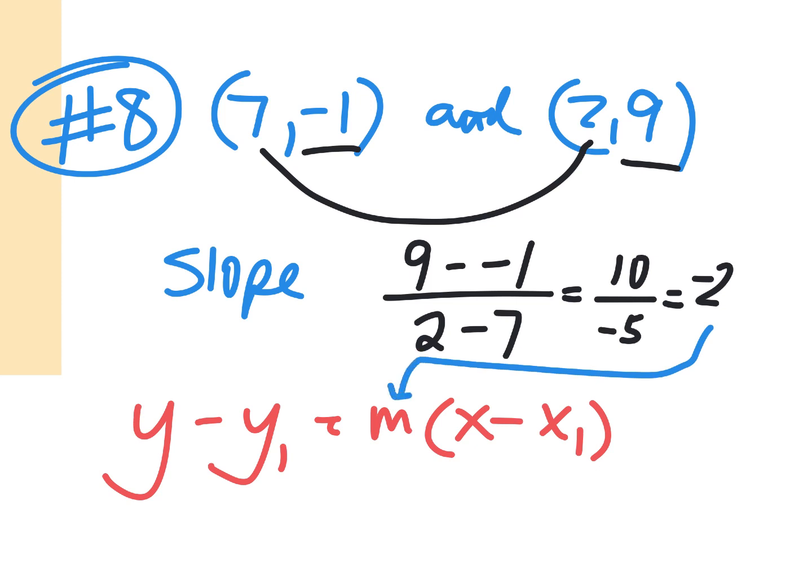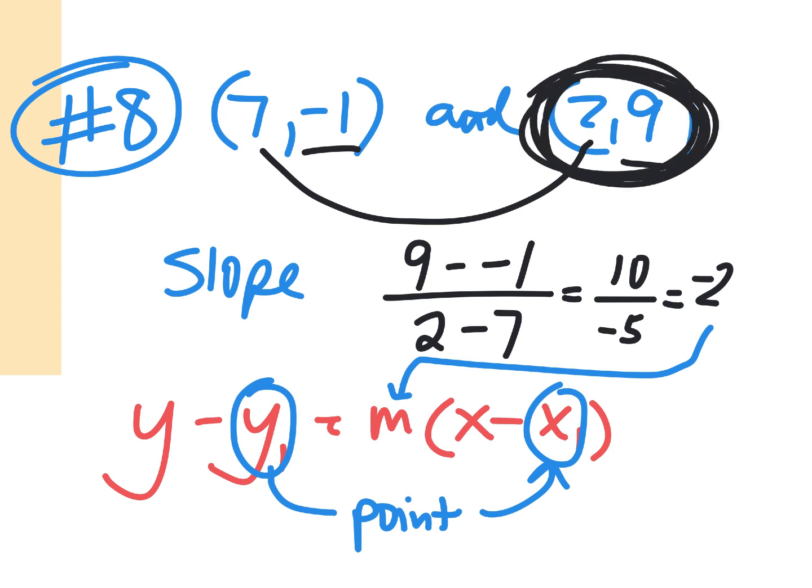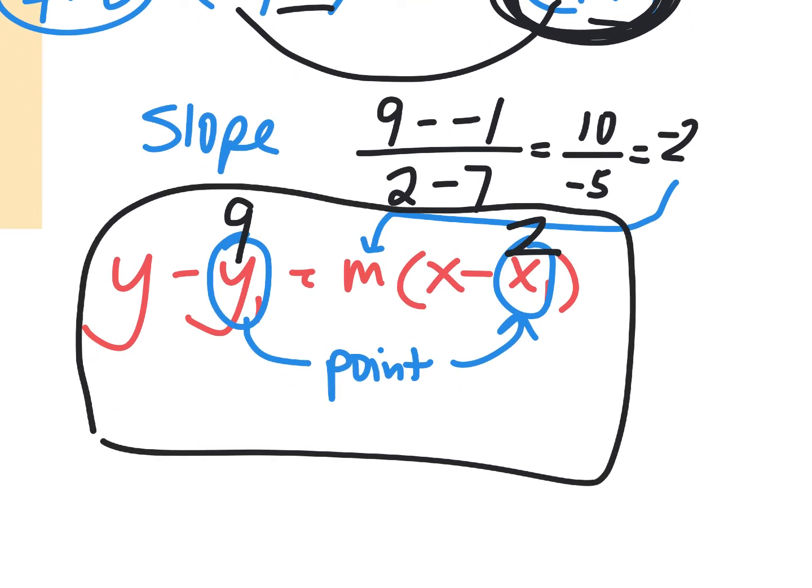But the thing I never really finished was, what do you do to get the rest of it? I did make a big deal about how that's where the point would go, is in those two spots. But which point do you pick? You can pick either one. So why not pick this one? Because it doesn't have any negatives. Hey, I want my life to be easier too. So I'm going to just pick 2, 9. I'll pick a 2 for the x and a 9 for the y. And if you can simplify this down, you've got your equation. y minus 9 equals, what was the slope again? Negative 2, x minus 2.